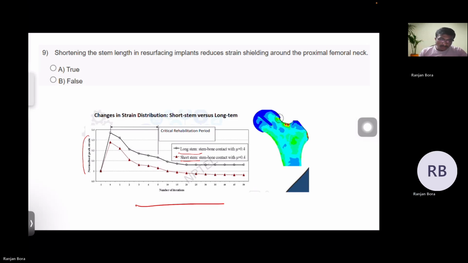So that means shortening the stem length results in reduction of strain shielding. This reduction of maximum peak strain means there is a reduction in strain shielding. So this is a true statement. Shortening the stem length in resurfacing implants reduces strain shielding around the proximal femoral neck.